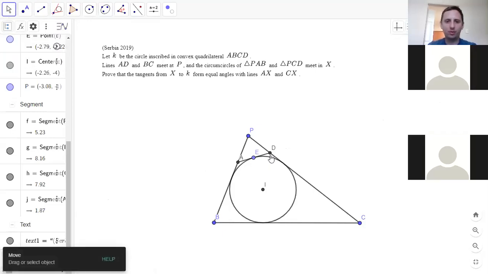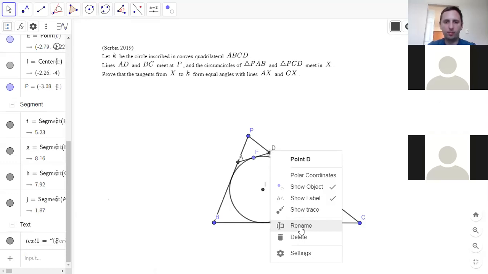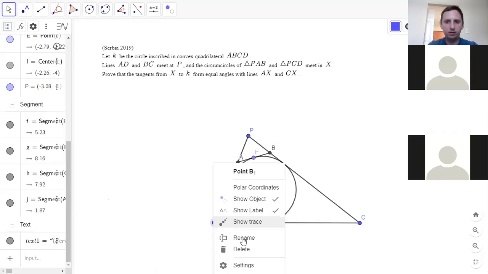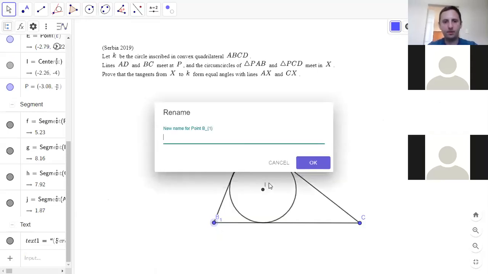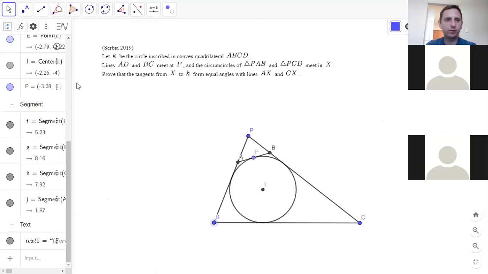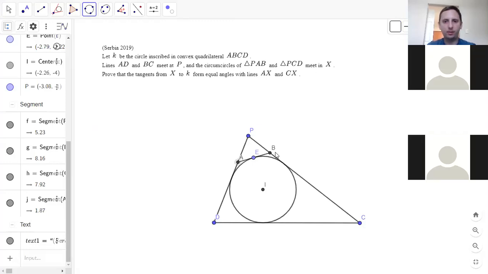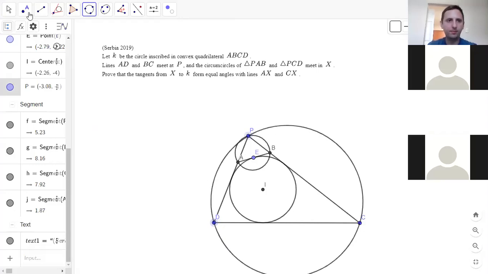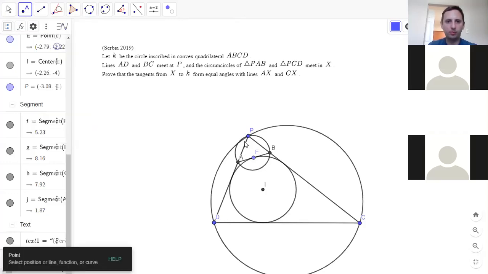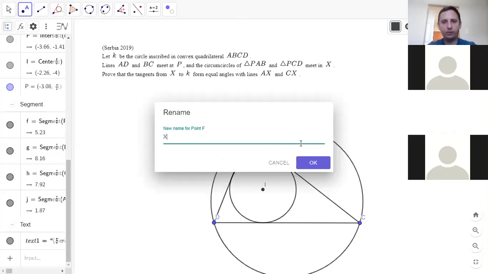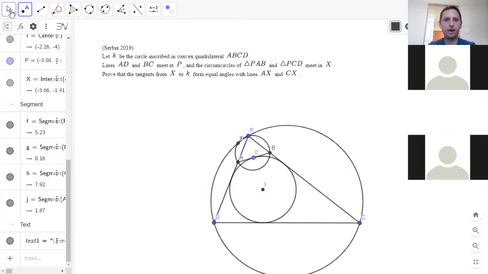Oops. So this is A, B, and then C, D. And we draw the intersection of the circumcircles of PAB and PCD. And they meet at X. Okay. So maybe I'll move the diagram a little bit. And then we draw the tangents from F to the circle, from X to the circle.